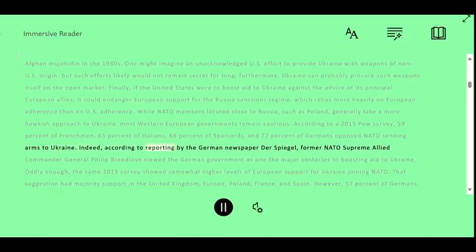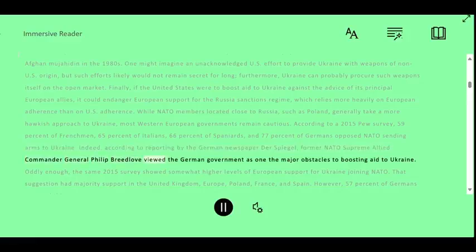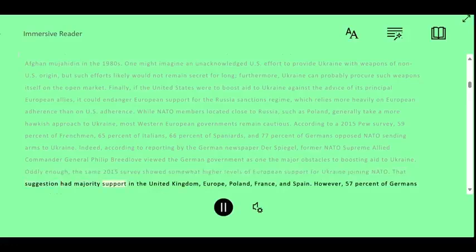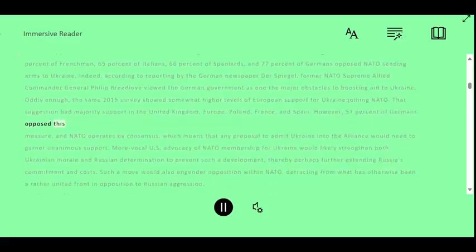Indeed, according to reporting by the German newspaper Der Spiegel, former NATO Supreme Allied Commander General Philip Breedlove viewed the German government as one of the major obstacles to boosting aid to Ukraine. Oddly enough, the same 2015 survey showed somewhat higher levels of European support for Ukraine joining NATO. That suggestion had majority support in the United Kingdom, Poland, France, and Spain. However, 57% of Germans opposed this.